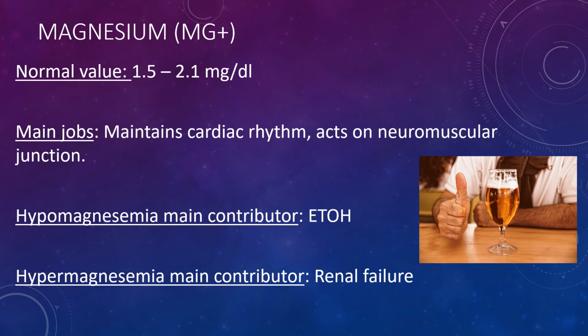All right, magnesium. Calcium calms and magnesium mellows. Normal value here will go with 1.5 to 2.1. Magnesium also has a big role in cardiac rhythm. If your patient goes into a dysrhythmia, first thing when you call the provider, they're going to say, what's the potassium? Potassium's okay. They're going to say, what's the mag? And mag also has a big role in neuromuscular contraction, in facilitating that nerve impulse to cross that junction and actually make the muscle do what we want it to do.